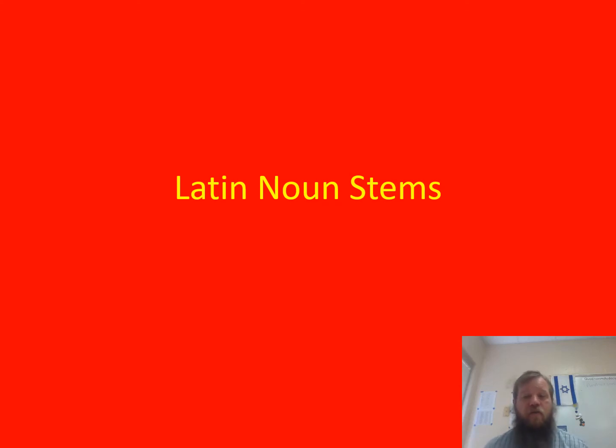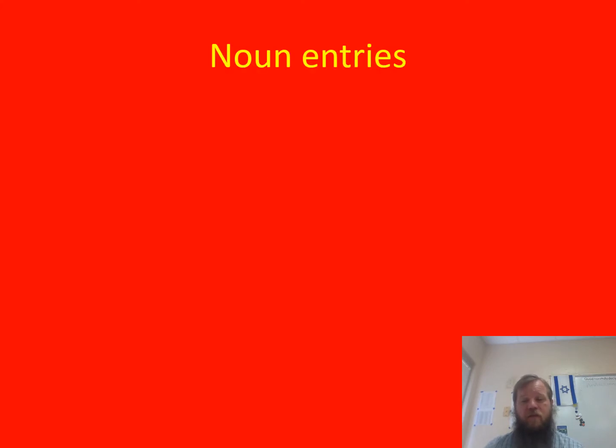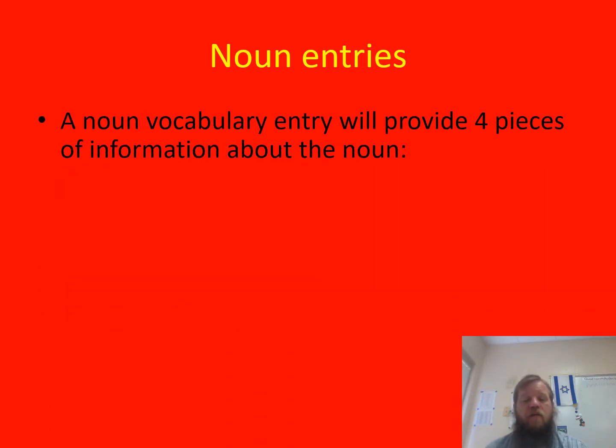All right, noun stems. Our first Latin grammatical concept we need to deal with. And we need to start with just what does a noun entry in a dictionary look like? Because they look a little different in Latin than they do in English. A noun entry is always going to give you 4 pieces of information about that noun. 4 very important things that you need to be able to get from it.